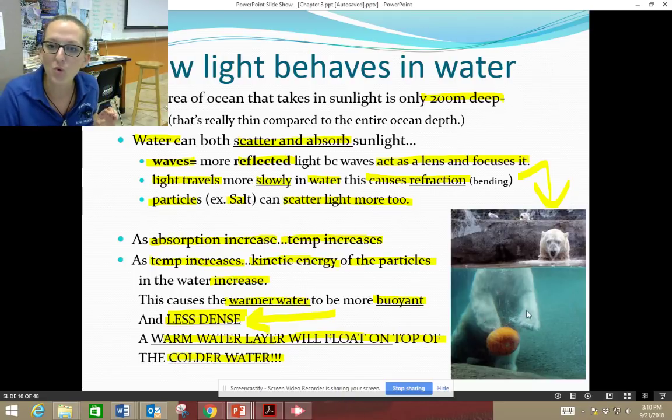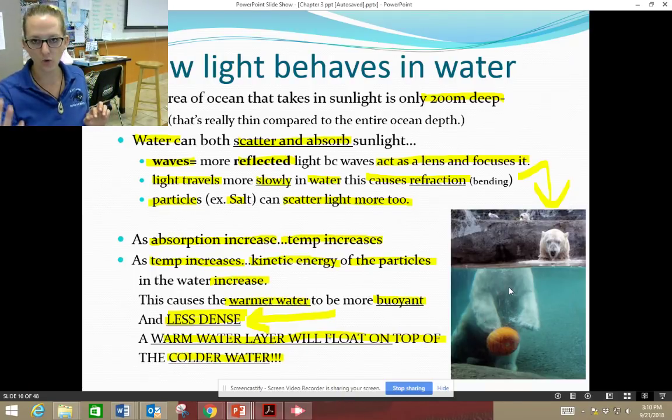The colder the water is, the slower the light is going to travel. The hotter the water is, the faster it's going to travel, and that's just a kinetic energy thing.